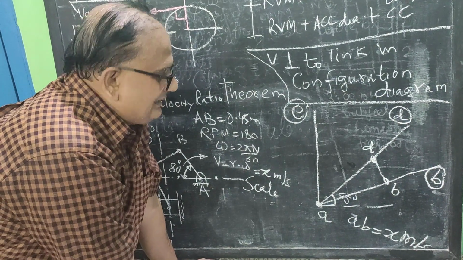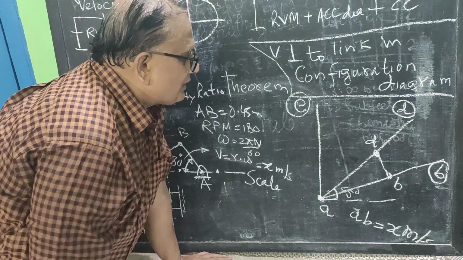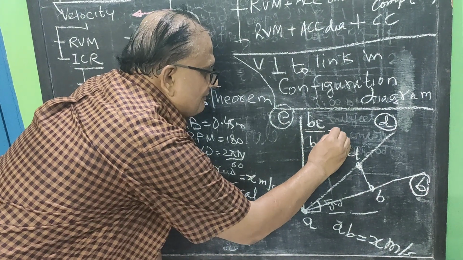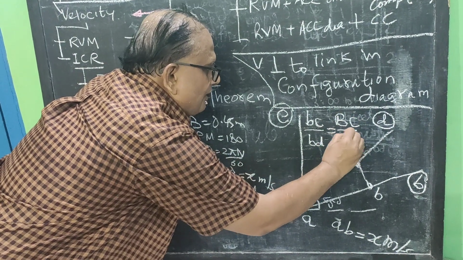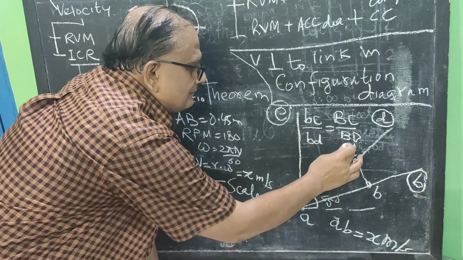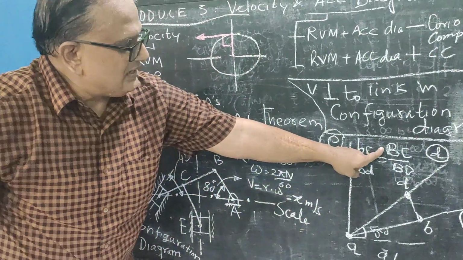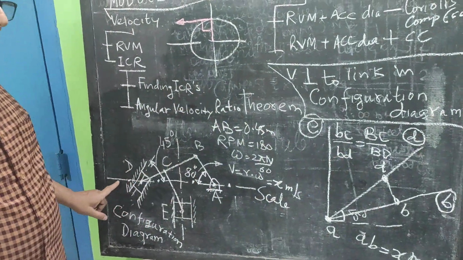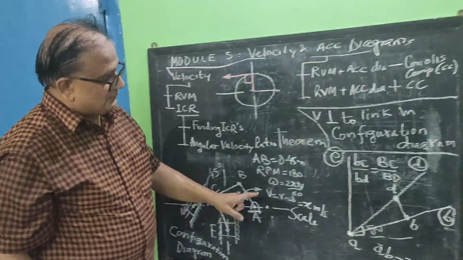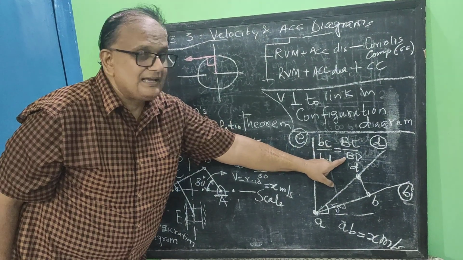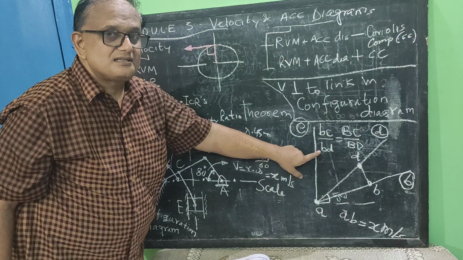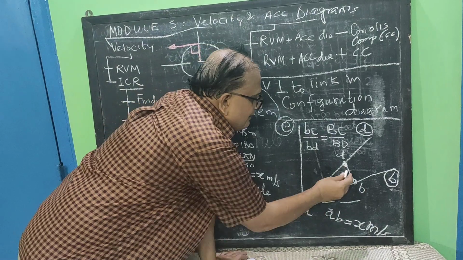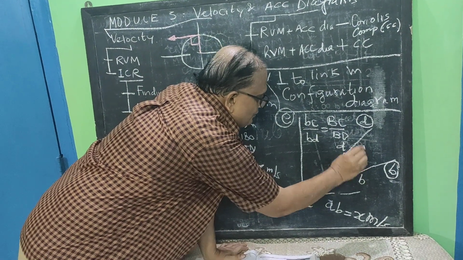Done? Next, how will you find the point C? What I will show you is bc upon bd should be equal to BC upon BD. Where is BC? This is BC. Where is BD? This is BD. The actual length in terms of meters. Okay? BC is known in terms of meters, BD is known in terms of meters. You can measure it from here. So you can find out the point c, which will be by ratio. So C point is known to you.